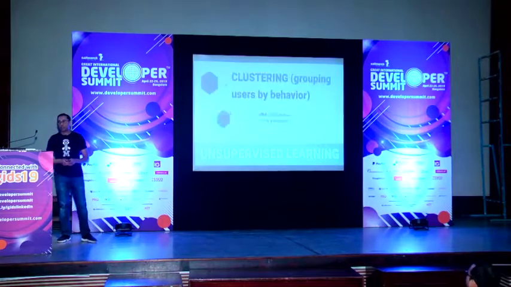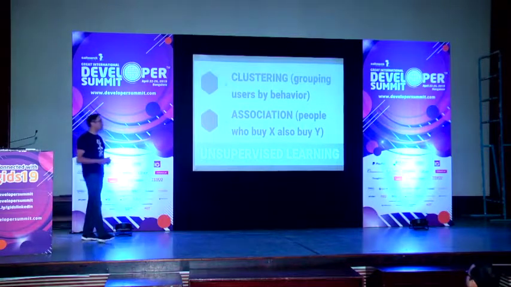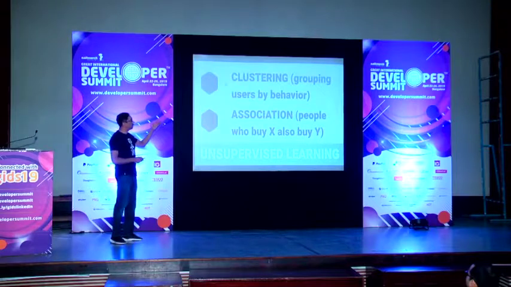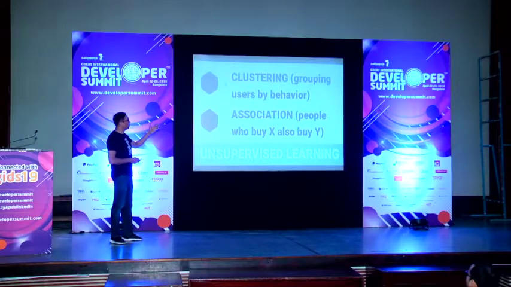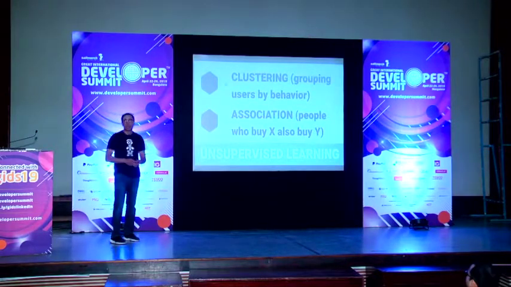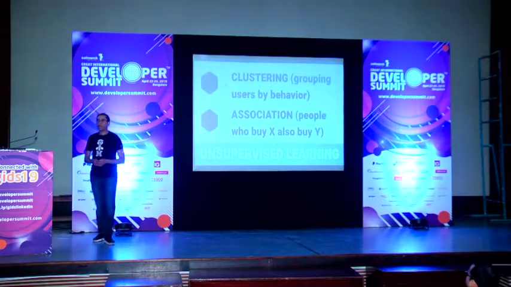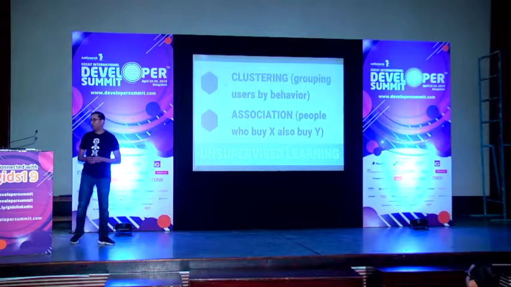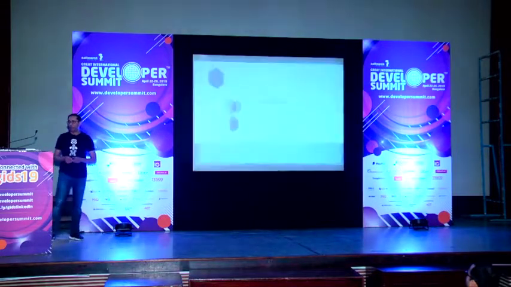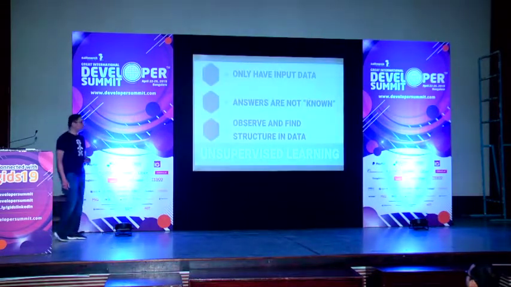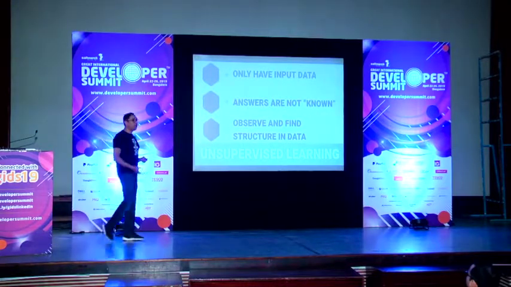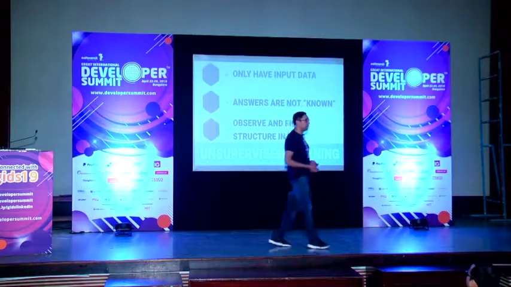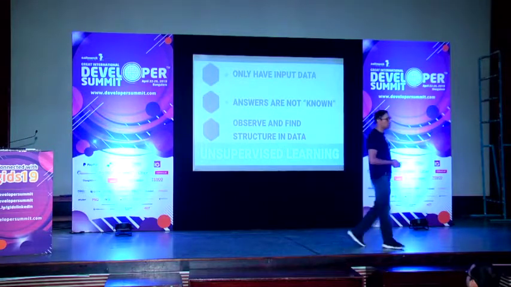The second broad category is called unsupervised learning, which is grouping users by behavior, for example, which is called clustering, or association. An example of that is people who buy X also buy Y. Again, two broad categories, and we'll dive into this a little more. But in unsupervised learning, we only have input data. We don't necessarily know what the answers are.